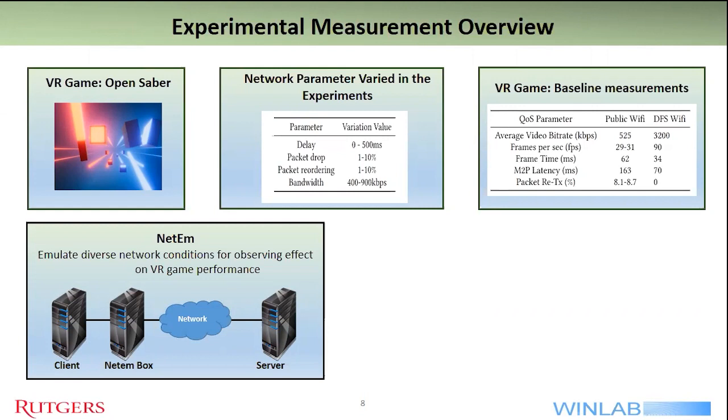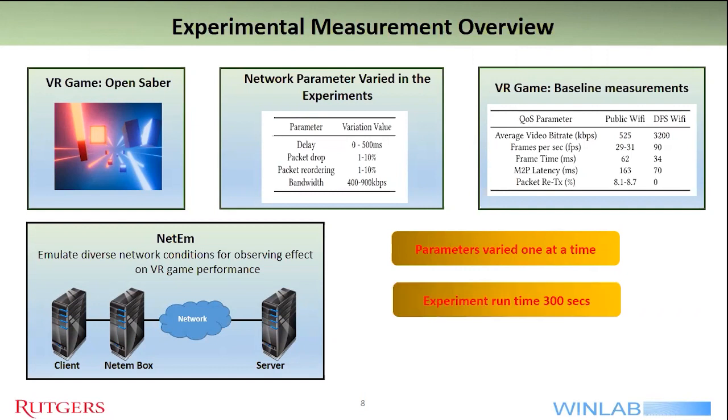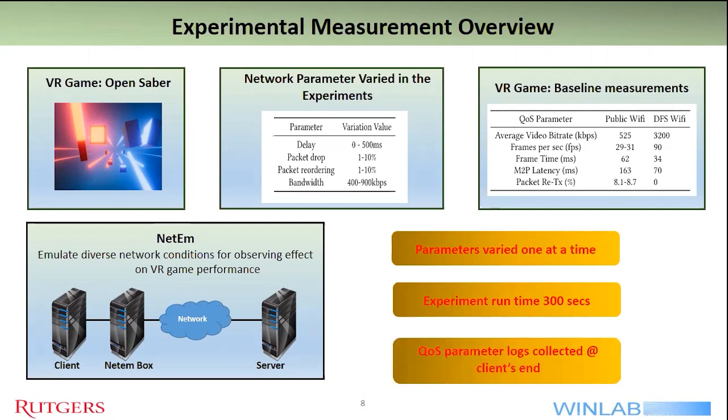And some pointers for the kind of experiment I carried out: each individual one of these parameters was varied one at a time, which means if delay was varied, we didn't vary any of the other three parameters. And so we try to study individual parameters one at a time. And each experiment was run for 300 seconds over that many ranges. And most of the QoS parameter logs were collected at the client side.